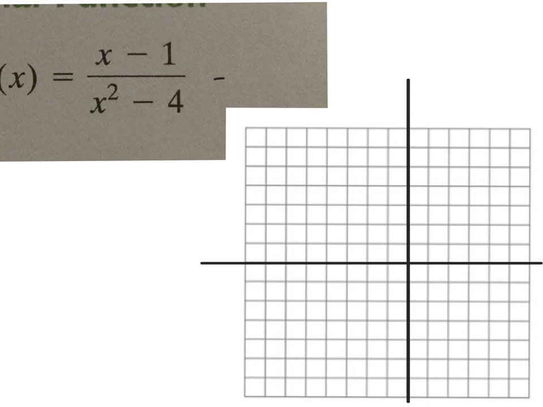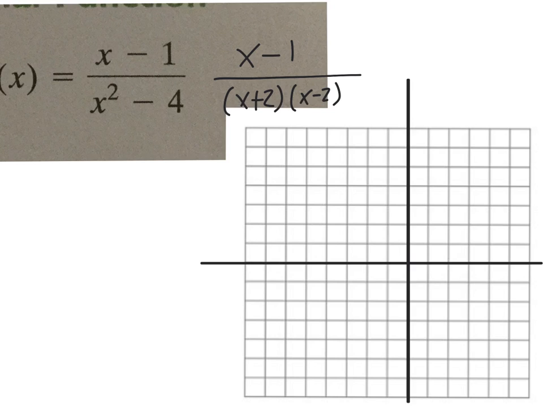So, can I factor the numerator? No, so it's x minus 1. Can I factor the denominator? Yes, I can. It's a difference of perfect squares. So that's x plus 2 times x minus 2. Now I have both of these forms to work with, and I can use whichever one is more beneficial to me at the given time.